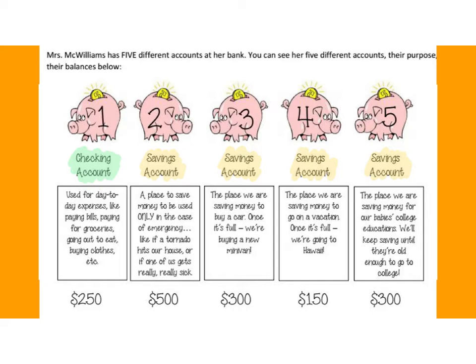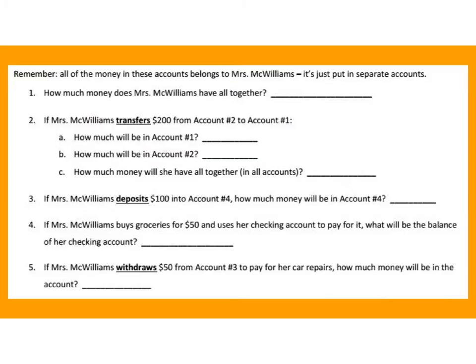In her 4th account, it's another savings account. And this is where she's saving money to go on a vacation. So it's her vacation fund. She has $150 saved in her savings account. Her last account, account number 5, is another savings account. Here's where she's saving money for college educations. So far, she has $300 saved in this account. All of the money in these 5 accounts belongs to Mrs. McWilliams. It's just put into separate accounts.